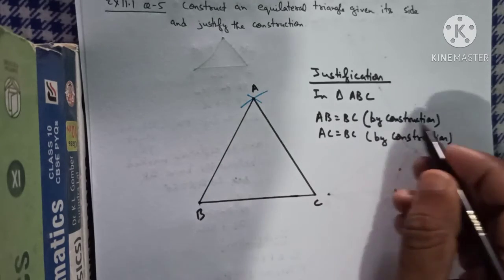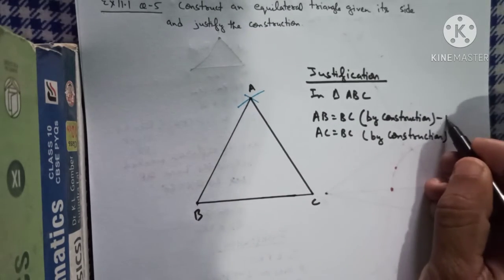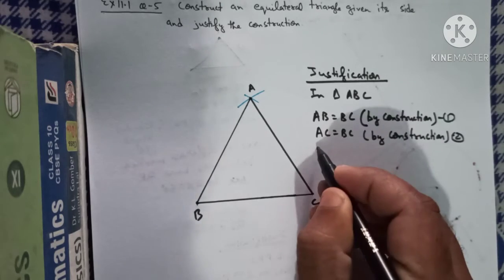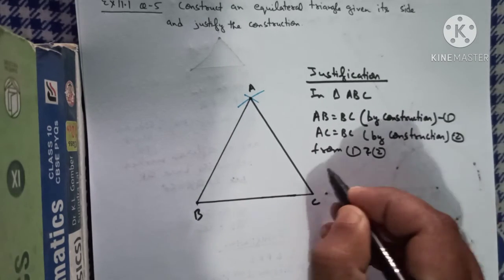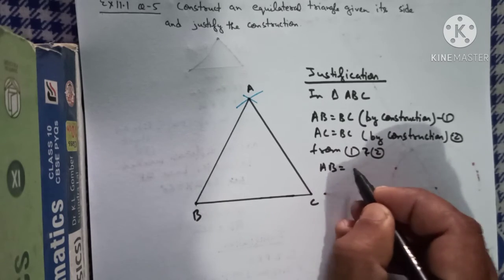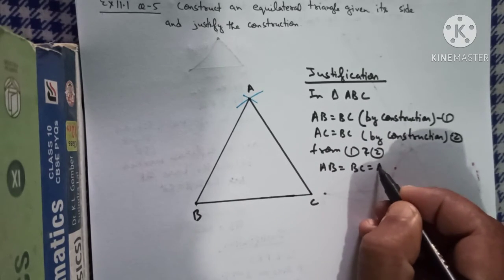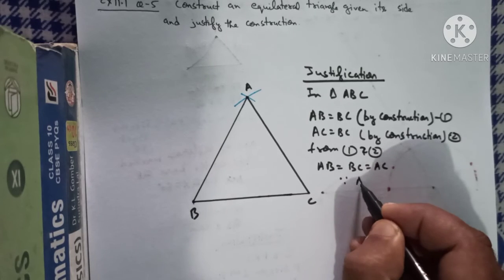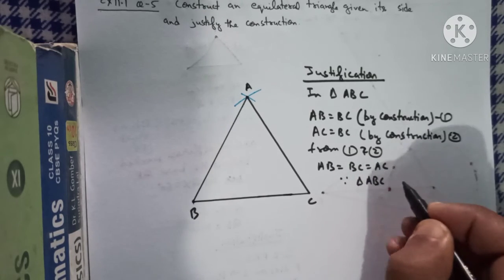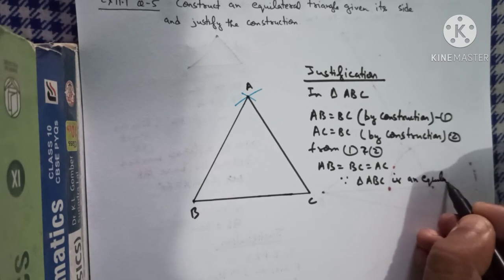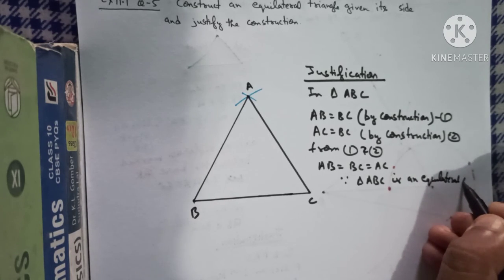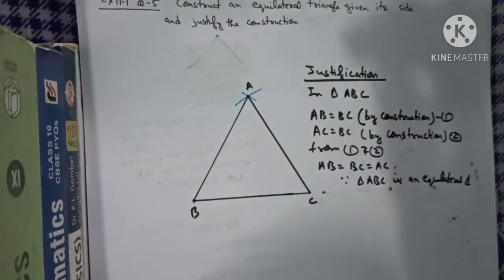So from these two equations, from 1 and 2, we can say that AB is equal to BC is equal to AC. Therefore triangle ABC is an equilateral triangle. Hope this is clear. Thank you.